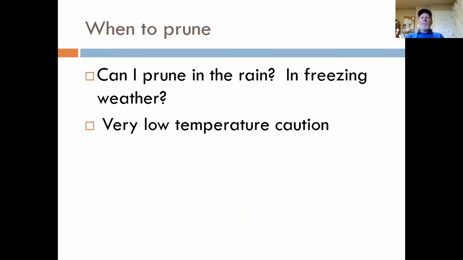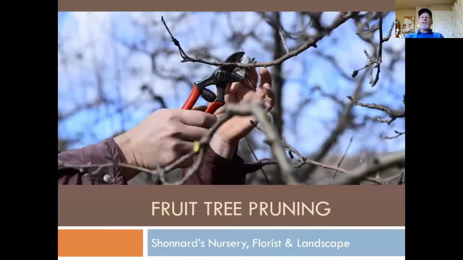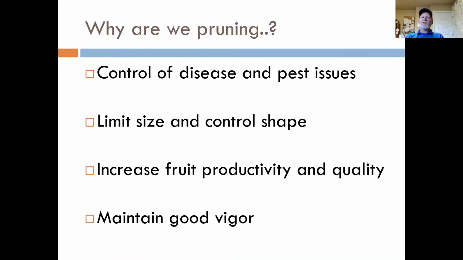At request, I'm going to step back just a moment. We'll go through the slides so you can see the slides we missed. They're mostly text slides. So we're talking about, well, why are we pruning? To control diseases, limit size and control shape, increase fruit productivity, and maintain good vigor.